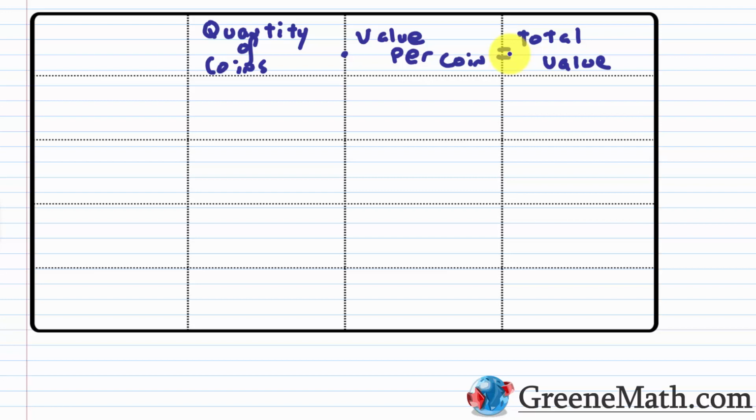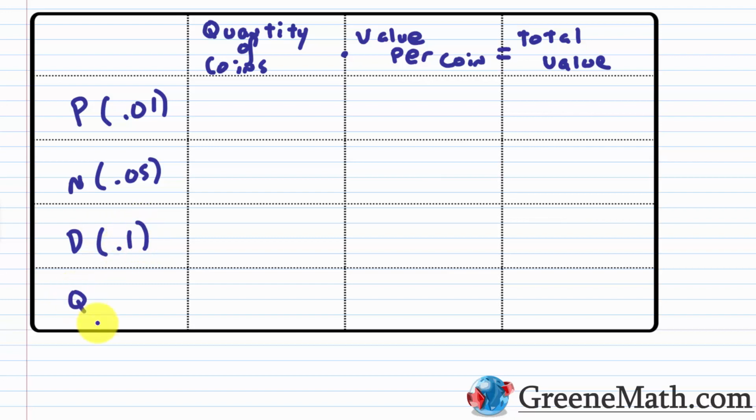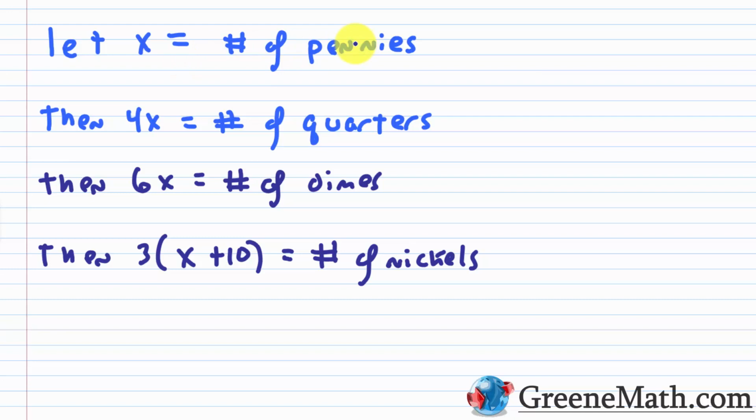So again, I have pennies, which I'm just going to put a P for, or you could put 0.01. I have nickels, which I'm going to put an N, and I'll just put 0.05. I have dimes, which I'll put a D for, and then 0.10. And then I have quarters, which I'll put a Q for, and this is 0.25. So quantity of coins: if we go back up, again, x is the number of pennies, 4x is the number of quarters, 6x is the number of dimes, and 3 times the quantity x plus 10 is the number of nickels.